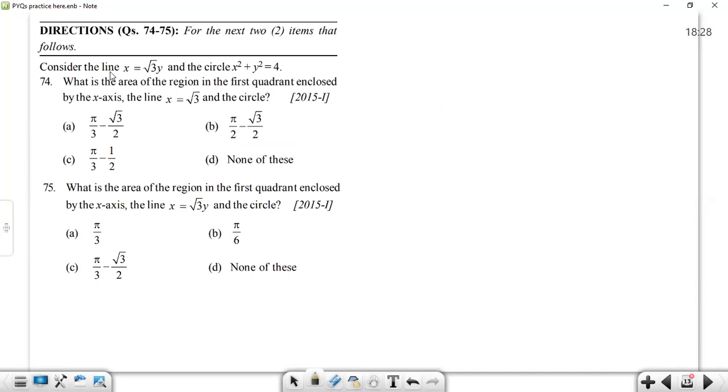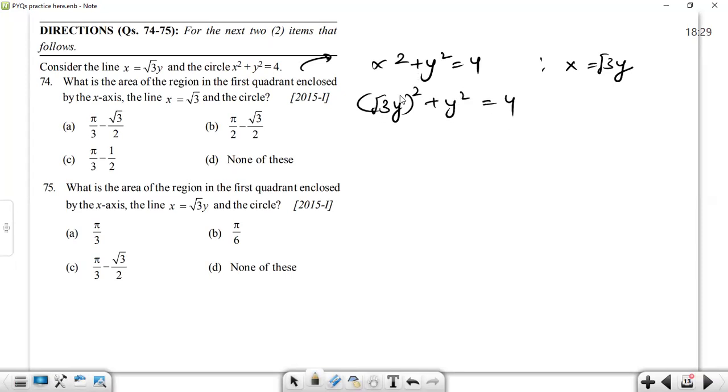So this is a line and a circle. Now we know how to draw the graph of a circle and a line. That is very simple. Before drawing the graph, let's first find the intersecting points as per our method. So the curve is this, and x is equal to √3 y. Substituting x, we get (√3 y) squared plus y squared equals 4, so 3y squared plus y squared equals 4.